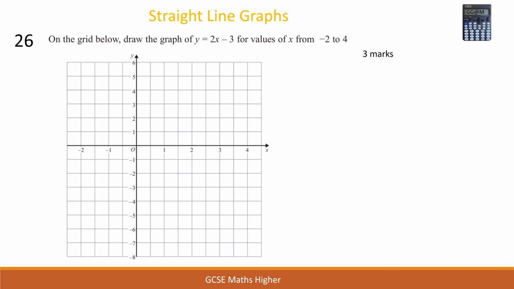This is a question to do with straight line graphs. So you've got to draw this equation here between -2 and 4 on the axis. You can do it using the gradient and the intercept point, or you can do a table of values, whichever you prefer. Press pause, have a go at working out what the graph looks like, and then press play when you've drawn your diagram.